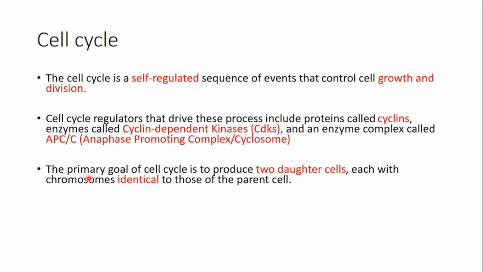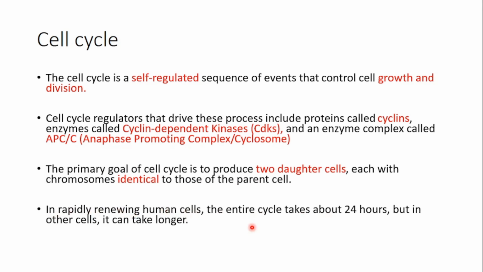The primary goal of the cell cycle is production of two daughter cells, each with identical chromosomes to those of their parent cell. In rapidly renewing human cells, the entire cell cycle takes about 24 hours, but of course in other types of cells, it can take longer.